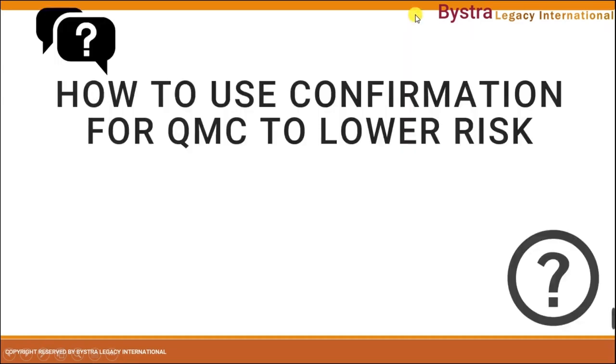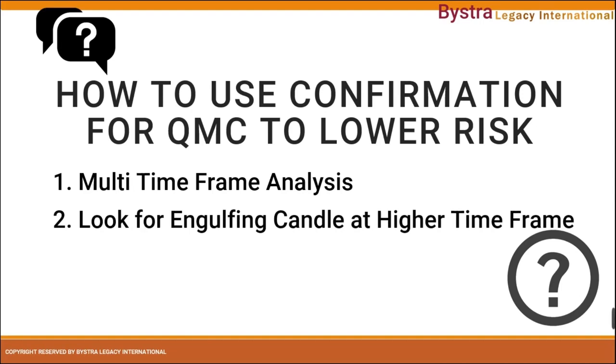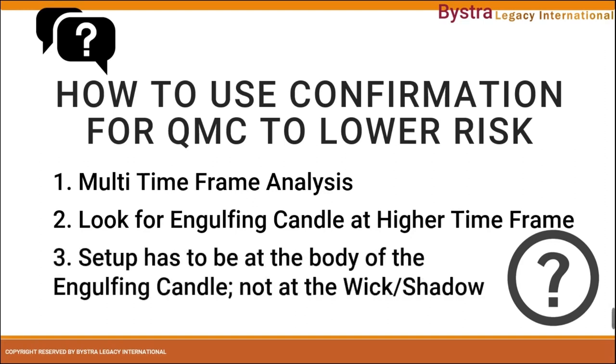So how do we use confirmation for QMC to lower our risk of entry? First of all, as always with all the setups, it must be a multi-time frame analysis. This is the main key. Second, we must always look for the engulfing candle at a higher time frame as our confirmation, and make sure that the setup is at the body of the engulfing candle. Please remember, guys, never let the setup be at the wick or the shadow, or else the risk is very high. You will increase the risk and this will be very, very dangerous.